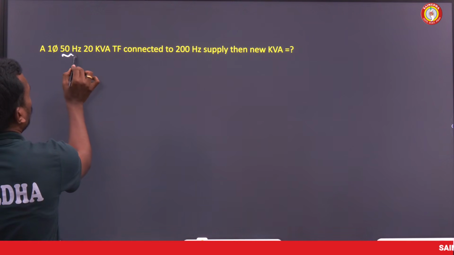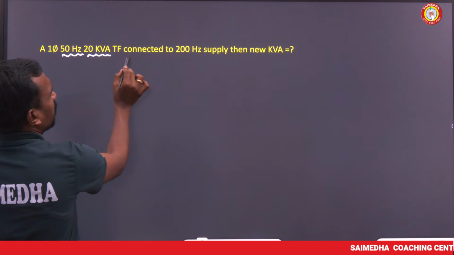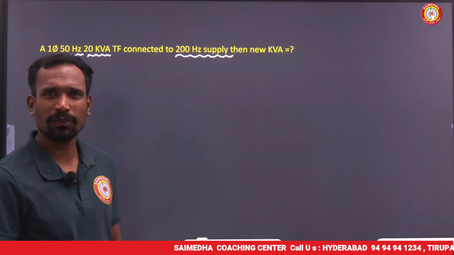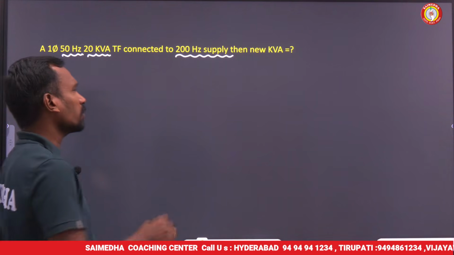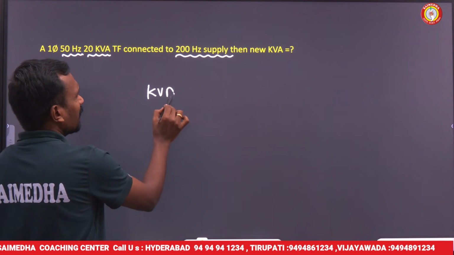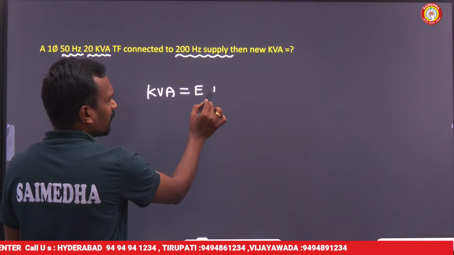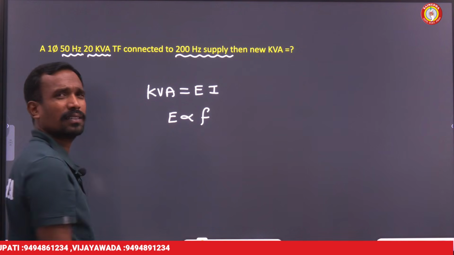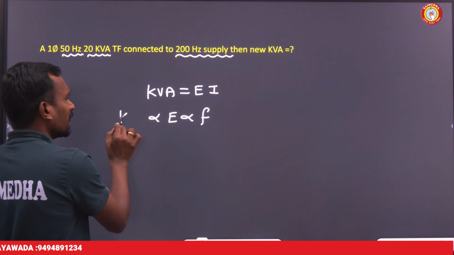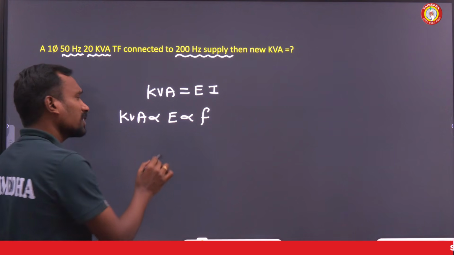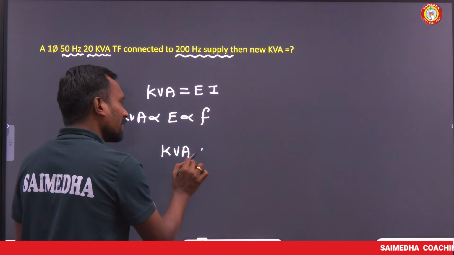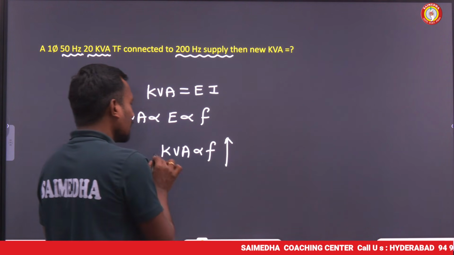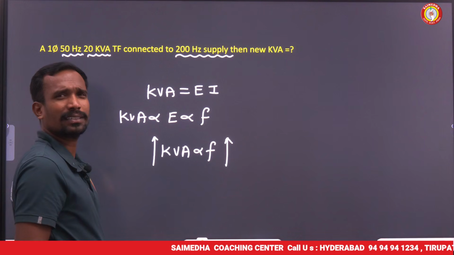A single phase 50 Hz 20 kVA transformer is connected to a 200 V supply. Then what will the kVA rating be? This is also very simple. The kVA rating is nothing but EMF times current, right? EMF is directly proportional to frequency, and the kVA rating is directly proportional to EMF. Simply we can say the kVA rating is directly proportional to frequency. When the frequency increases, ultimately the kVA rating also increases.